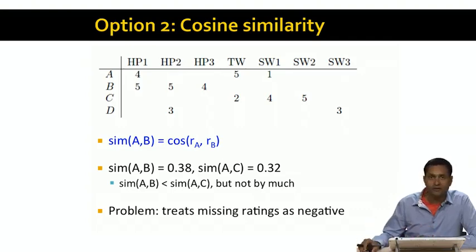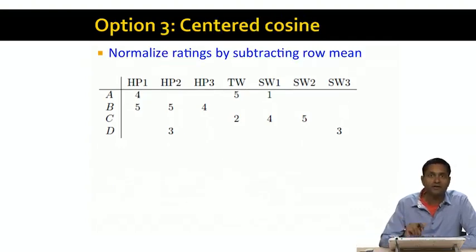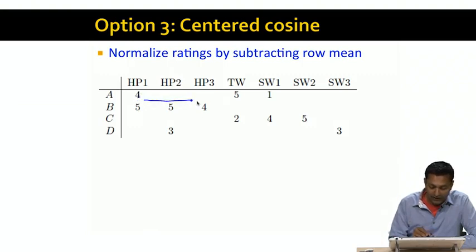One way of fixing cosine similarity to accomplish what we want is to use something called the centered cosine. We're going to normalize the ratings for a given user by subtracting the row mean, or the average rating of the user. To illustrate, let's go back to our example. Here is the rating vector for A. The average rating for A is 10 over 3, because A has rated 3 items and the sum of those ratings is 10. Similarly, the average rating of B is 14 over 3, and so on.